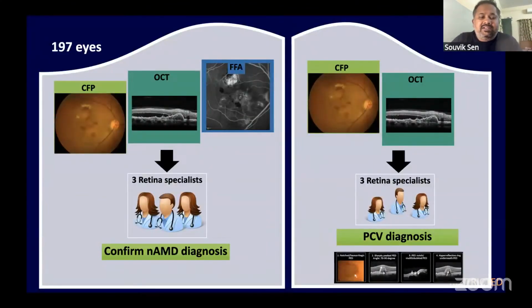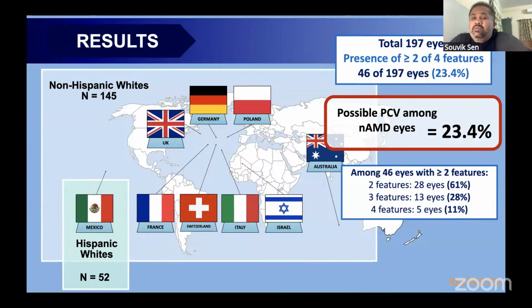So what they did was, first they confirmed the neovascular AMD diagnosis using color fundus photo, OCT, and fundus fluorescein angiogram. Then they used only color fundus photo and OCT to find out which patients among them had an IPCV diagnosis. So what they found out was that actually 23.4% of that entire group turned out to have PCV. And among the 46 eyes with 2 or more features, 61% had at least 2 features, 28% had at least 3 features, and 11% had at least 4 features.